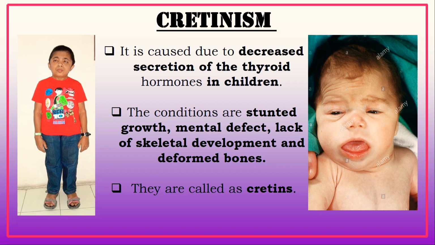The second condition is called cretinism. It is caused by the decreased secretion of thyroid hormone in children, and this condition includes stunted growth, mental defect, lack of skeletal development and deformed bones, and the children are called cretins.